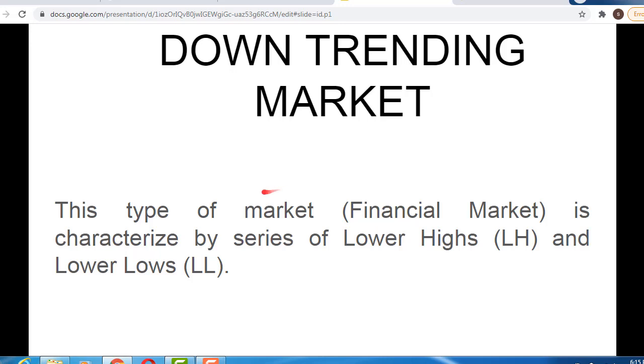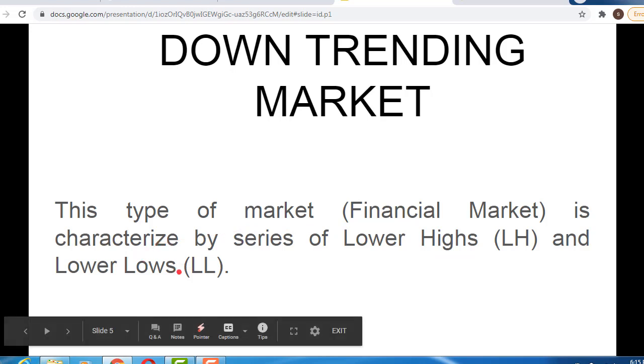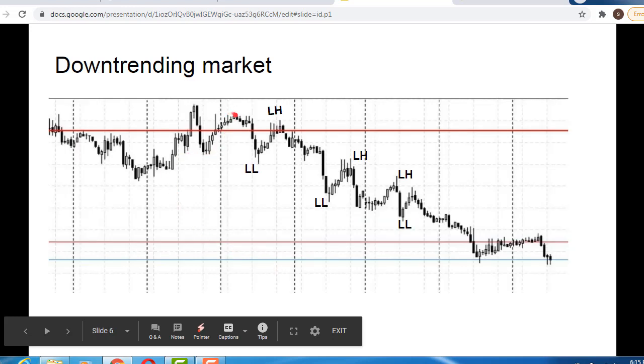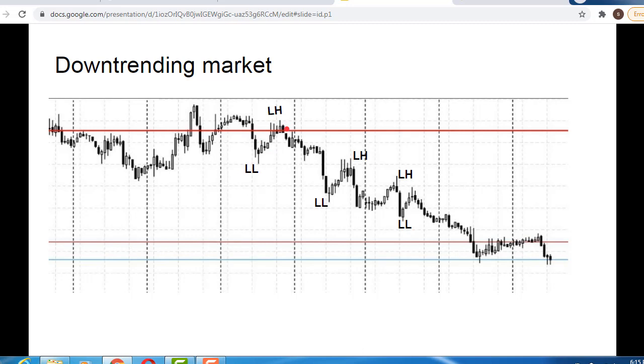Downtrending markets. This type of financial market is characterized by a series of lower highs and lower lows. Very, very simple. Now you see this market was trending down to this point. From here to this point, this is lower high, lower low. So the market goes down, lower low, goes up, lower high. You notice this lower high was lower than the previous lower high. And this lower low was lower than the previous lower low.